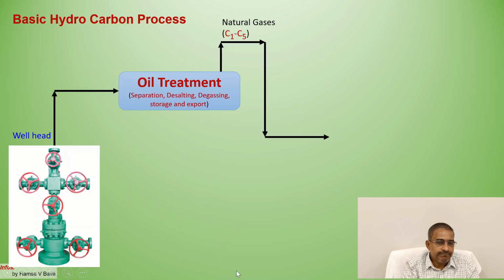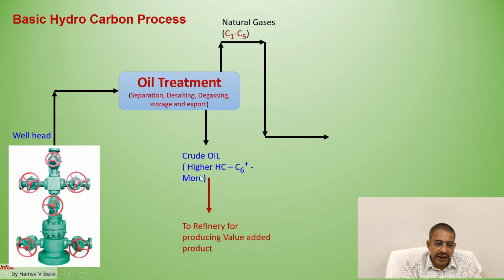All videos list I am placing in the description area. So you can see that oil treatment itself. Natural gas is separating, then crude oil is separating. Natural gases means C1 to C5 plus, you can say. That is methane, ethane, propane, butane and pentane, or pentane plus, above that. All heavier hydrocarbons, C6 plus, we normally call crude oil. So crude oil is separating.